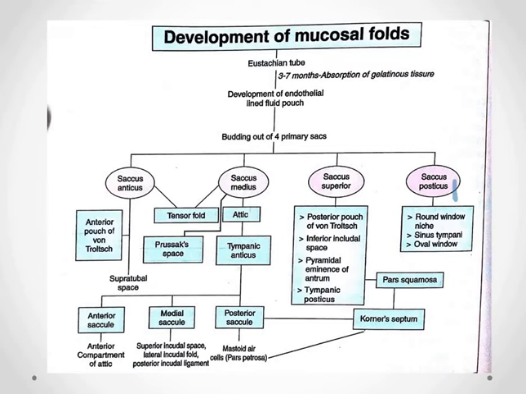Then the saccus medius gives the attic, the tympanic anticus, which further gives the anterior saccule, the anterior compartment of the attic, the medial saccule, the superior incudal space, the lateral incudal fold and the posterior incudal ligament, and the posterior saccule, the mastoid air cells. Then comes the saccus superior, which is the posterior pouch of von Tröltsch, the inferior incudal space, the pyramidal eminence, the aditus on the antrum, and the tympanic posticus, from which the pars squamosa, the Korner's septum arises. Then comes the saccus posticus, which leads to the origin of the round window niche, the sinus tympani and the oval window.